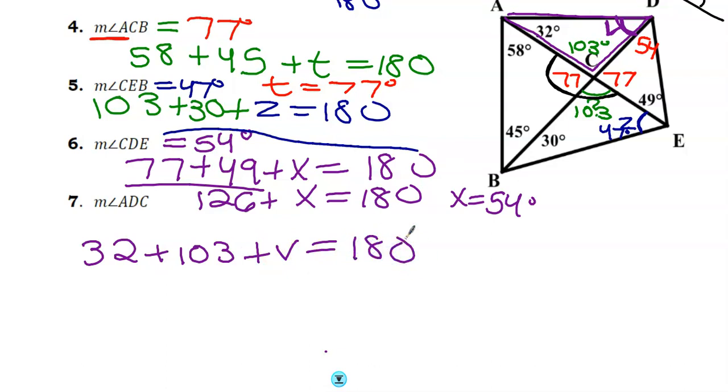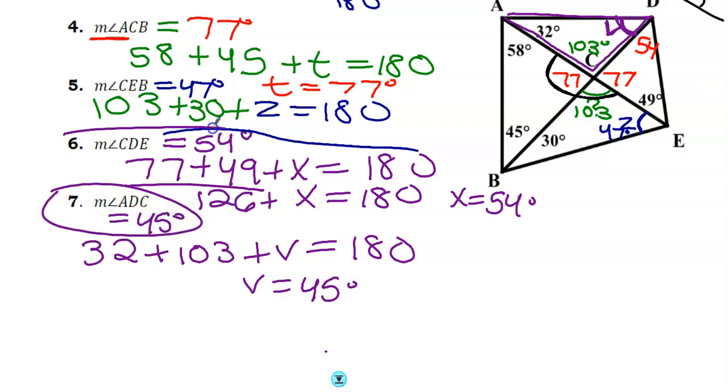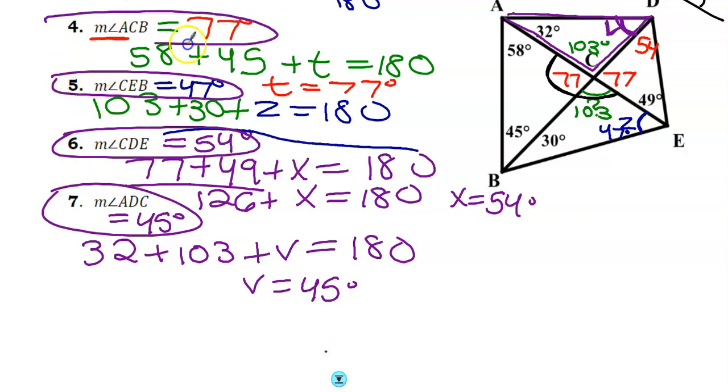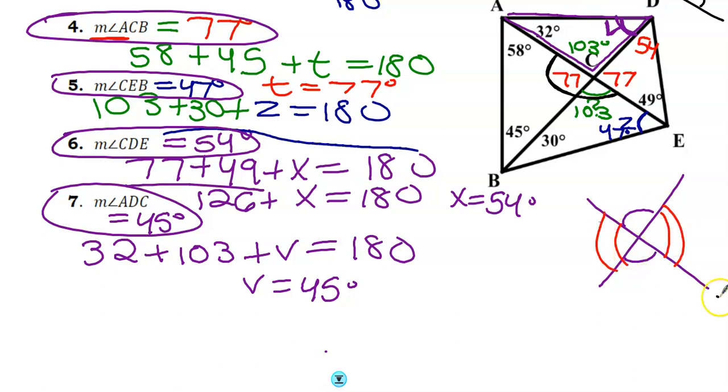So 180 minus 103 minus 32. So V is 45 degrees. Okay, so those are my three angles based on the different relationships. Again, looking to see your vertical angles, what those relationships are. And knowing that a straight line adds up to 180, and ones that are across the way are congruent. So those will be huge factors in this unit.